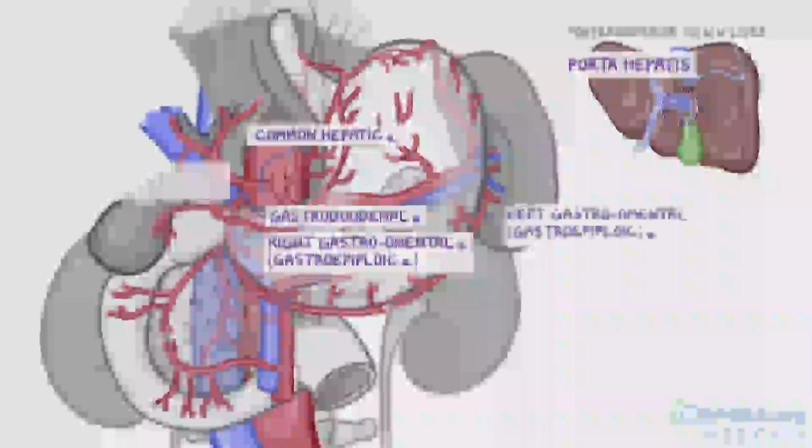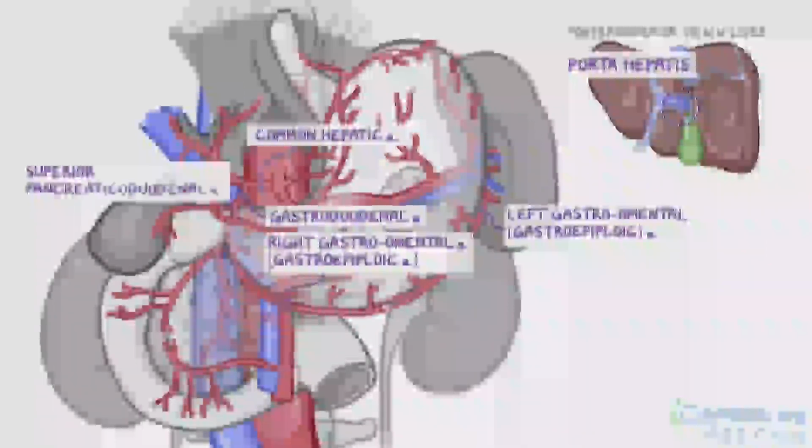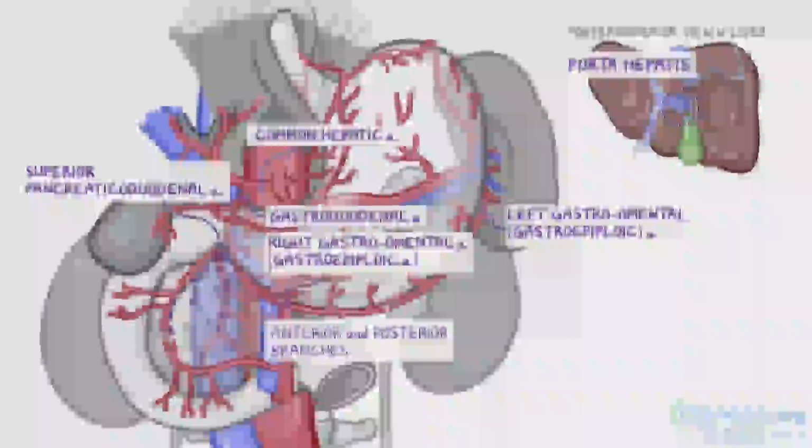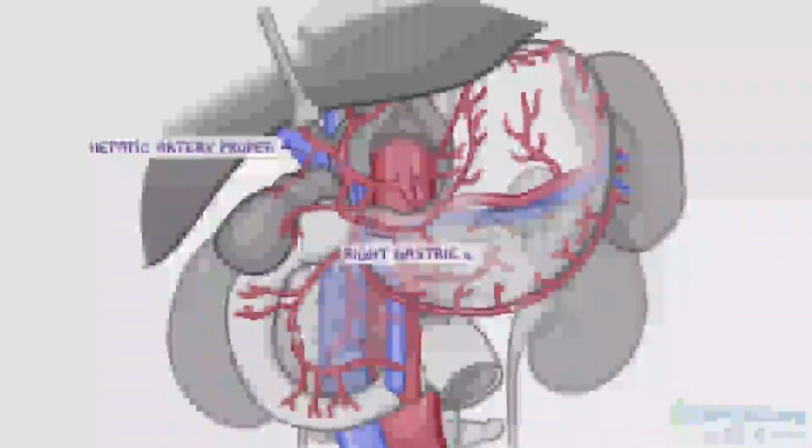The second branch is the superior pancreatico-duodenal artery, which soon divides into anterior and posterior branches that descend in front and behind the head of the pancreas, respectively. These branches supply the head of the pancreas as well as the proximal part of the duodenum. After giving the duodenal artery, the common hepatic artery continues as a hepatic artery proper, and on its way to the liver, it gives the right gastric artery. This artery runs along the lesser curvature of the stomach, supplying its walls and anastomosing with the left gastric artery.